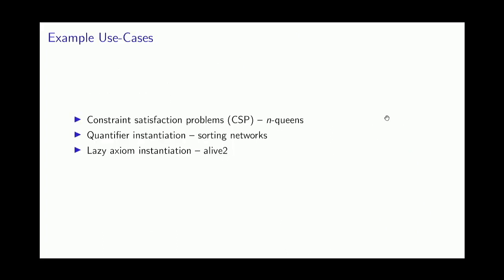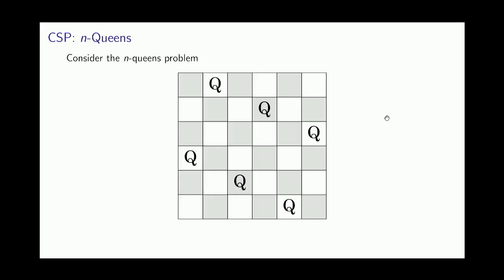Okay, let's come to some use cases where you can see the benefits of the user propagator. I'll start with a very simple CSP problem. Consider the n-queens problem, which asks to place n queens on an n times n chessboard such that they are mutually non-attacking. For example, this here would be a solution to the 6 times 6 n-queens problem.